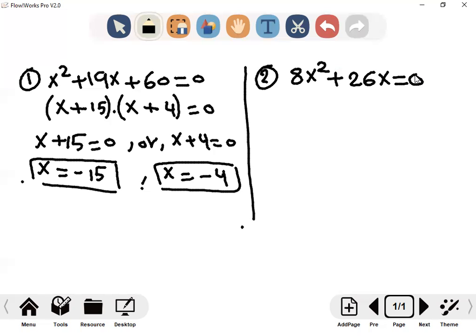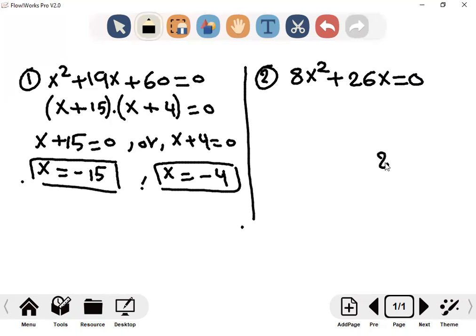Now this form in equation 2, different from equation 1. In equation 1, x power 2, number by x, number. 2 parentheses, 2 numbers. This form, you have x power 2 and x. Two terms, both of them have the variable, which is x, right? This form, you use what? Common factor. First step, you need to find the common factor. Not any common factor, the greatest common factor. Okay? How we find it?